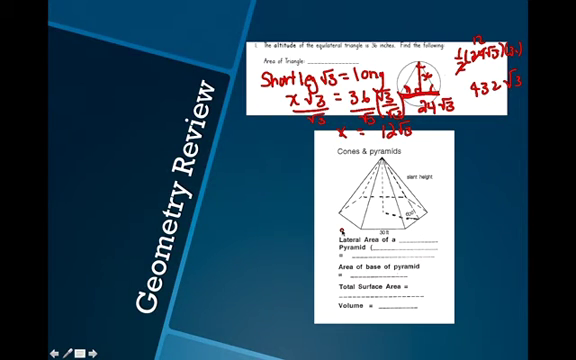This last one, I know you remember doing these in geometry when you're finding the lateral area, the area of the base of the triangle, the total surface area, and the volume. So I'm going to start with the base of this triangle. Remember the formula for the base of this triangle, because it's equilateral, is 1/2 the apothem times the number of sides you have times the length of each of your sides. That is the area of the base.